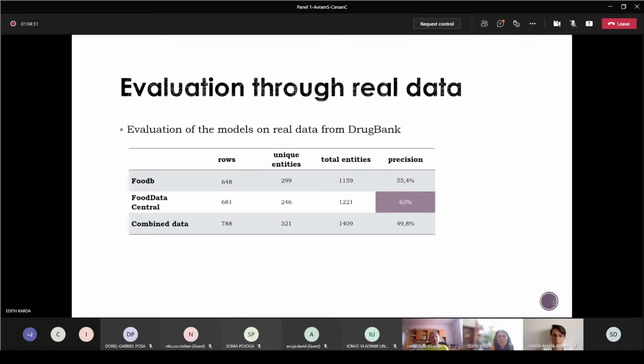And here is the evaluation on the real data, which isn't as high as with the test data, but here I used the data I wanted to process from DrugBank, and the best model was the one from Food Data Central, and this is the one I used further on to generate the graphs, with 63%.